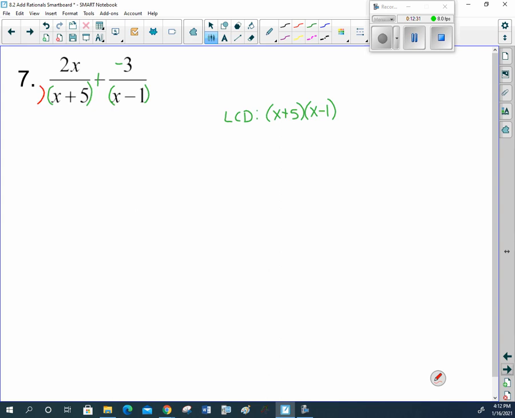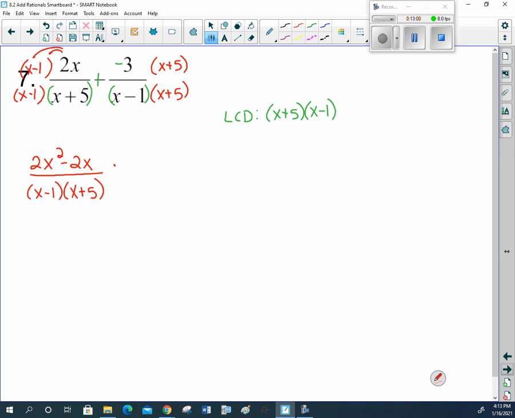So this side is missing x minus 1. So I'm going to multiply top and bottom by x minus 1. This piece is missing x plus 5. So I'm going to multiply top and bottom by x plus 5. All right, so now we're going to go 2x times x. I'm going to do the distributive property here. So 2x squared minus 2x, and that's over x minus 1, x plus 5.